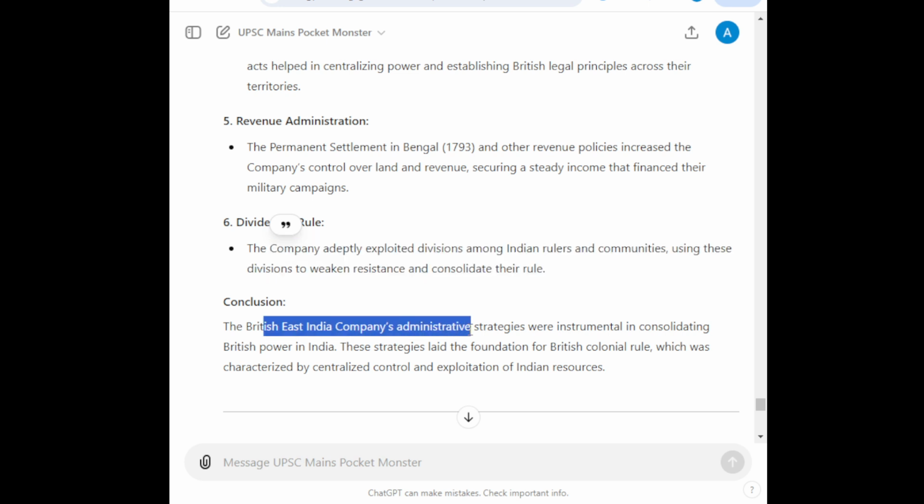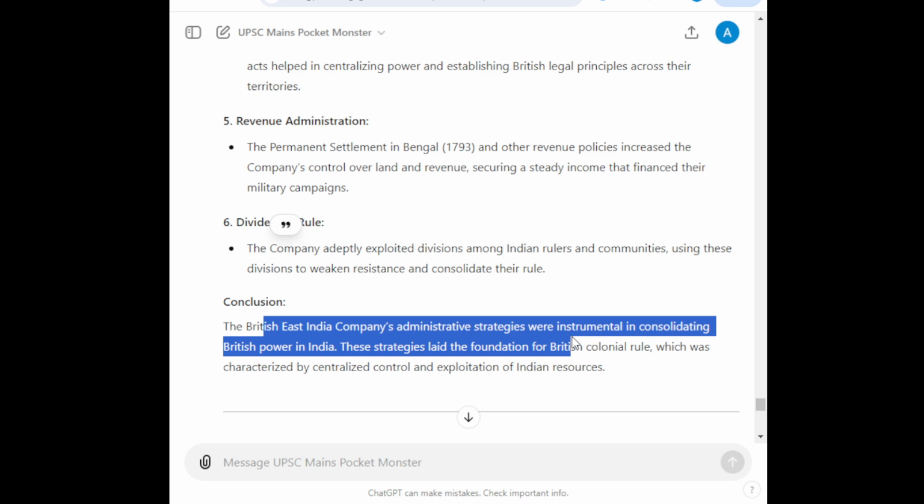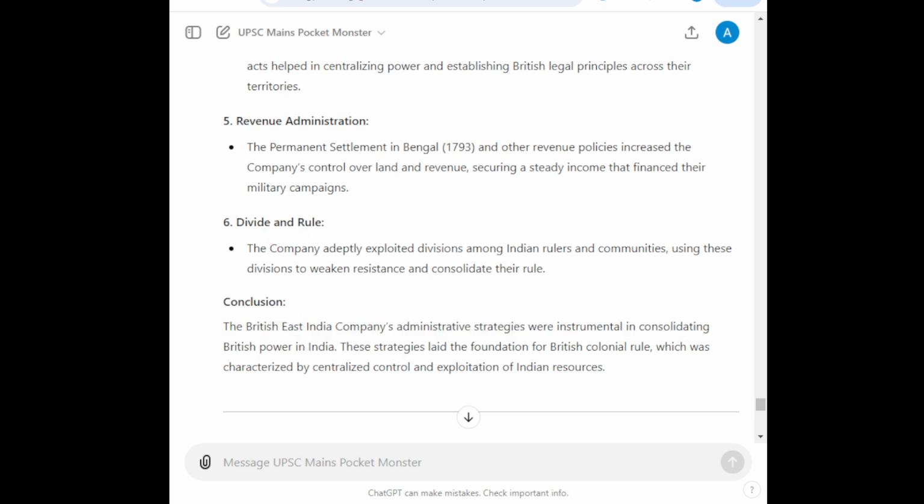The British East India Company's administrative strategies were instrumental in consolidating British power in India. These strategies laid the foundation for British colonial rule, which was characterized by centralized control and exploitation of Indian resources. Alright.